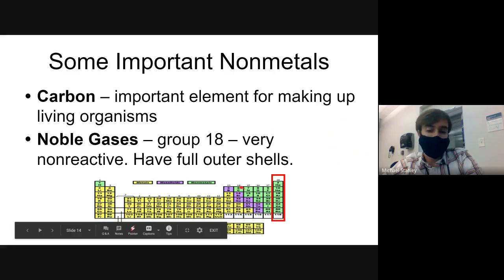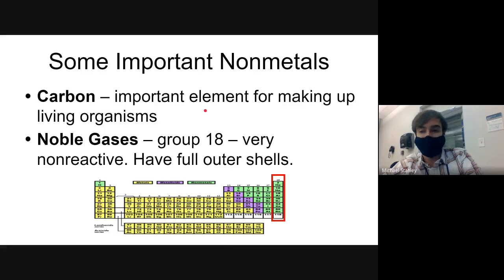So carbon is an extremely important nonmetal for living organisms. Like you and me, for example, are mostly carbon-based life forms. So carbon is what we use to construct most of our cells. Carbon is what we burn for energy inside of our bodies. All of that stuff is based on carbon.